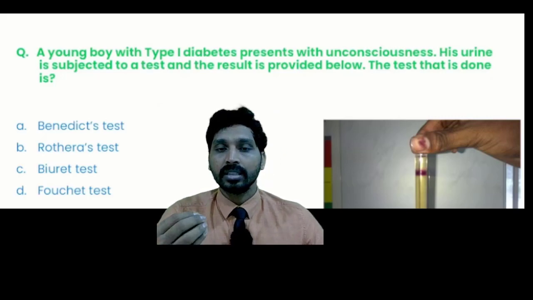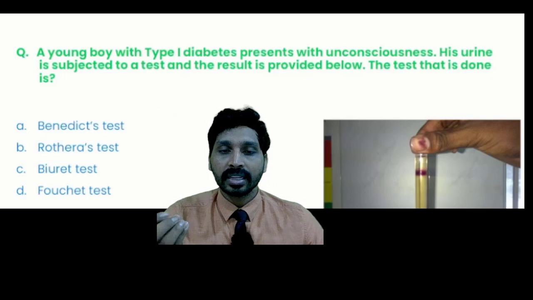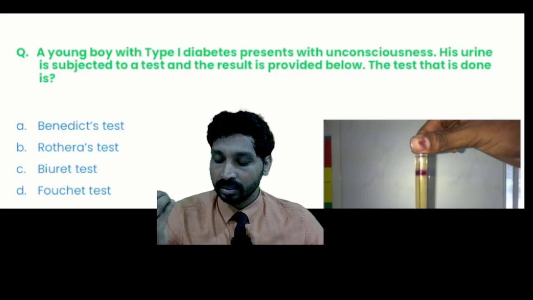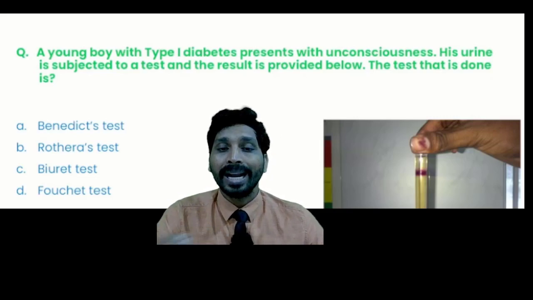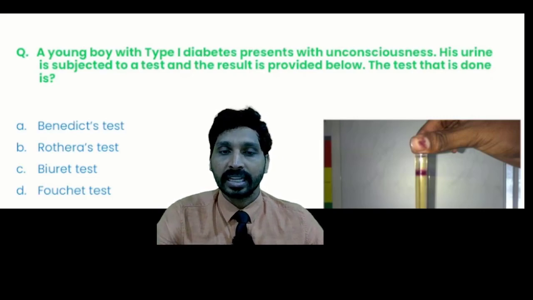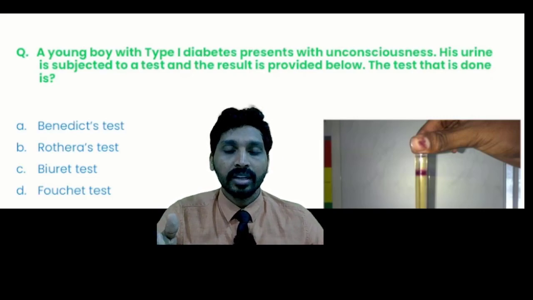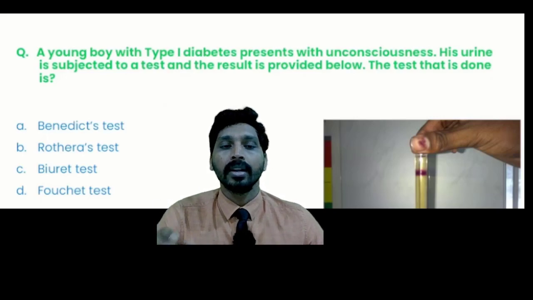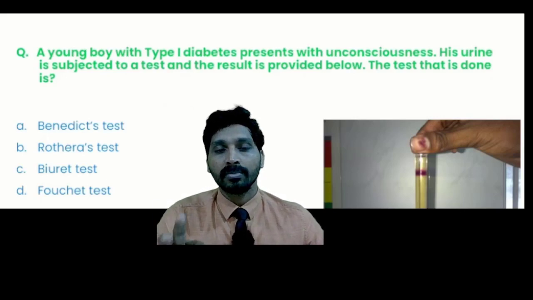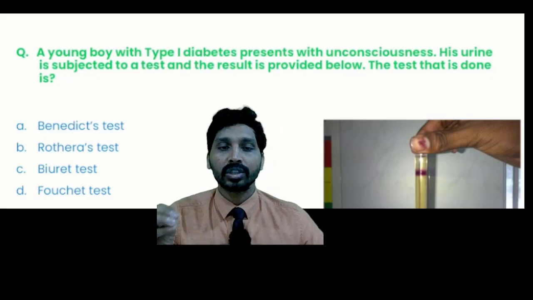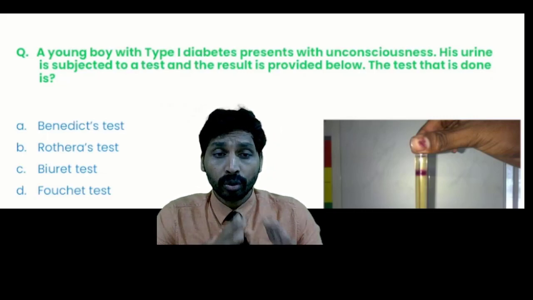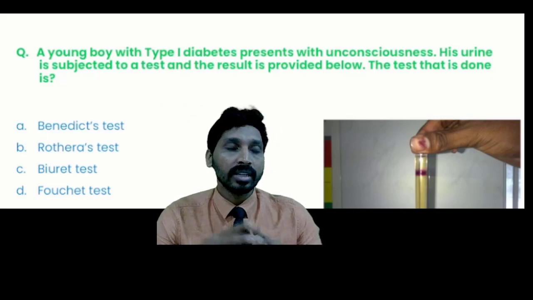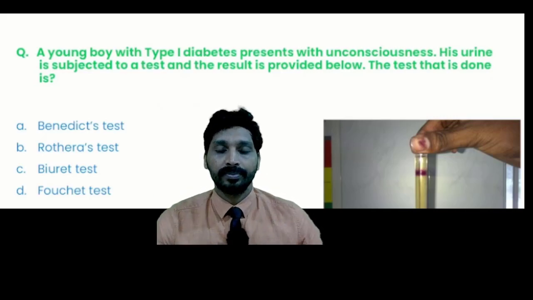The Biuret test is a confirmatory test for proteins, and Fouchet's test is for liver disorders like hepatitis and carcinoma. In that condition, what happens? If bile pigments start excreting, because bile pigments as such will not be excreted in the urine directly, they will be conjugated and then excreted. In the case of Fouchet's, these unprocessed bile pigments will appear in the urine, which will give a positive Fouchet's test. So the correct option here is Rothera's test. Remember, for ketone bodies, the confirmatory test is Rothera's test.